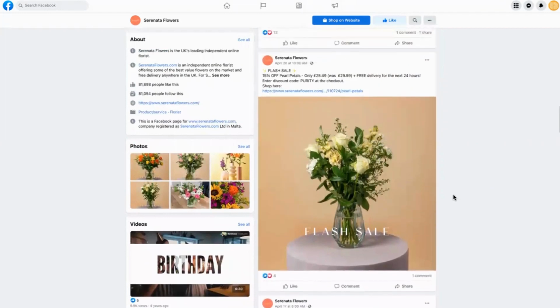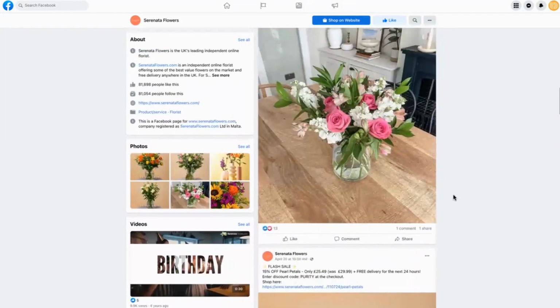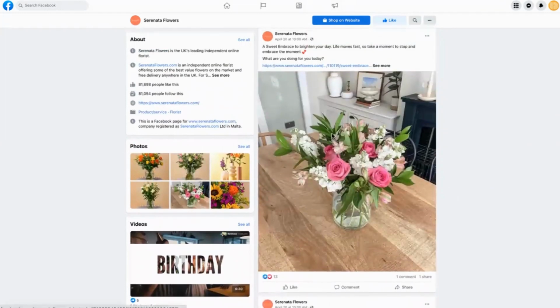So one of the things that they did here, which actually got them more engagement than quite a lot of their posts, was they reshared an image of flowers that were delivered to a client. So it was actually taken by the client, shown on their table, looking all beautiful. You can see it's a lovely house in the background, and it shows how beautiful the flowers would be in real life. And here you can see a sweet embrace to brighten your day.